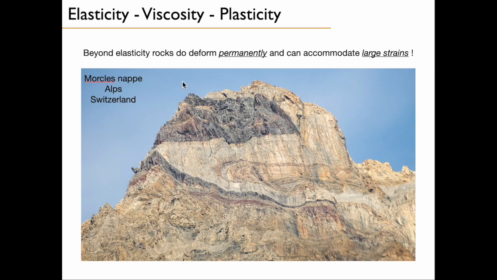It shows you a fold, so you have rocks of different colors, from brownish, yellowish, reddish, black and grayish, and this shows you a beautiful shape of a fold. So this is just to illustrate that rocks do record permanent deformation and they can accommodate large strain. So that is an important mode of deformation within the lithosphere. If you want to see this place, it's in Morkel in the Swiss Alps. It's a fantastic outcrop.